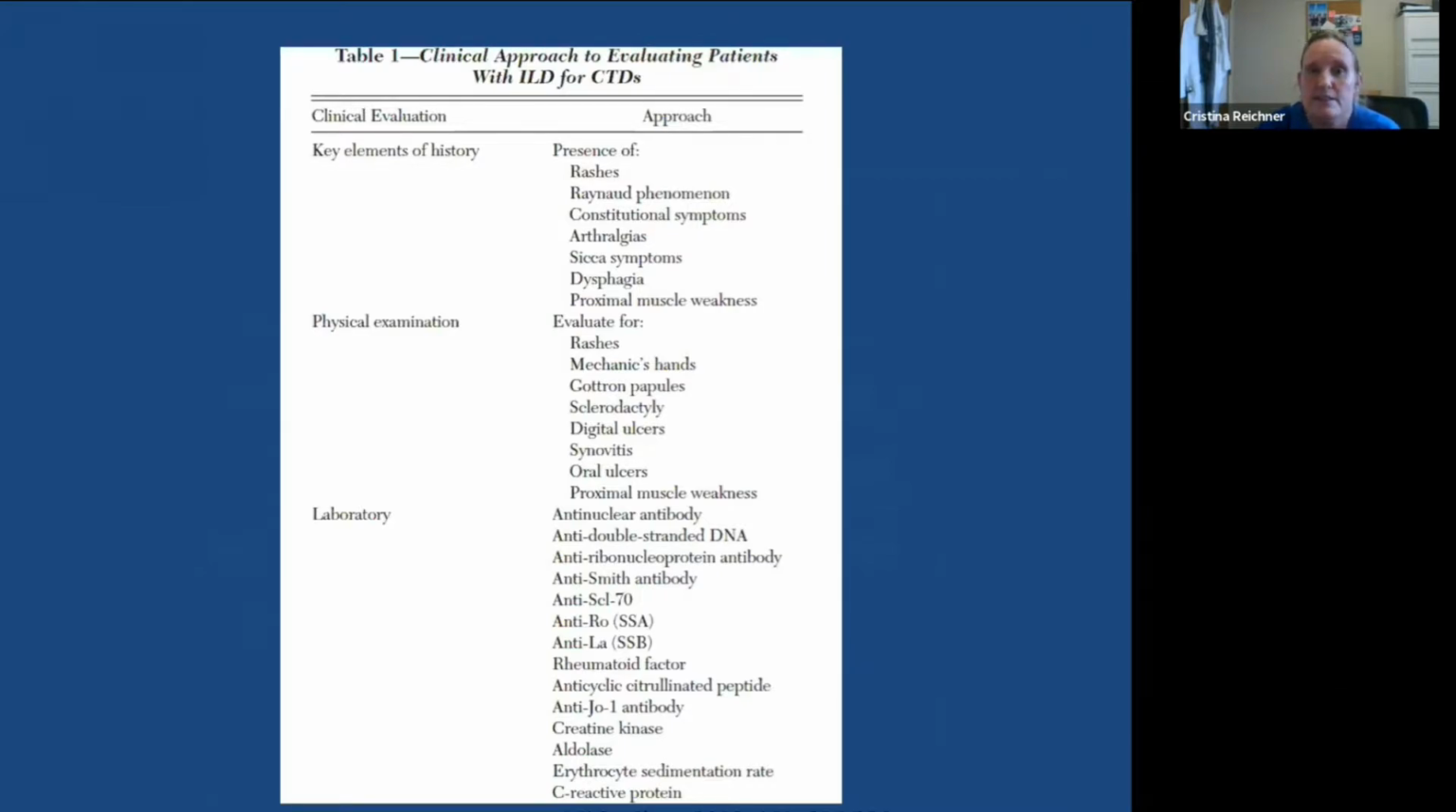And in some of these diseases, the lung process can actually start before the rheumatologic process. On exam, again, you're going to pay close attention to the following, looking at the hands, looking for ulcers, mechanic's hands, proximal muscle weakness. And then on laboratory, this is usually the basic panel that we will send in most patients. Again, if it's a 75 or older male, we may not, but otherwise these are what we look for. So ANA, double-stranded DNA, scleroderma antibody, anti-Ro, anti-La, rheumatoid factor, CCPs, anti-Jo1, looking for more myositis, CK, aldolase, and ESR and C-reactive protein.